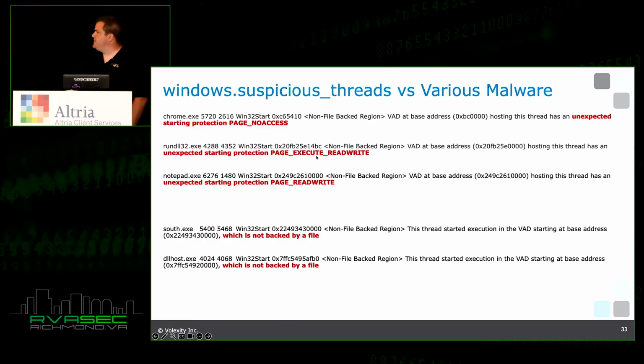This one, page execute read write, page read write. Again, anything that's not page execute write copy, if a thread is pointing to it, we're going to call it out. And then in this one, it's saying, hey, this thread's running in south.exe, there's another thread in DLL host, and the VAD that's hosting them is not backed by a file. So 100% malware, even if the header is wiped, you know that there's malicious code there.